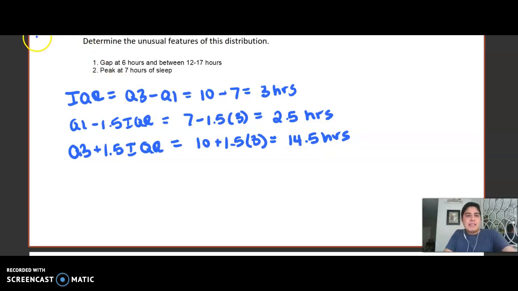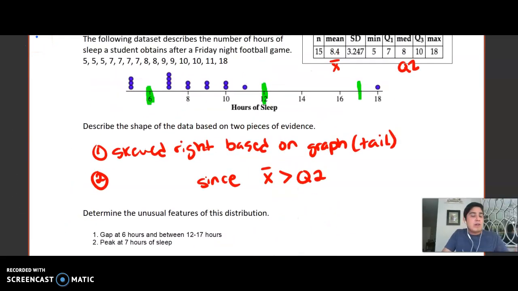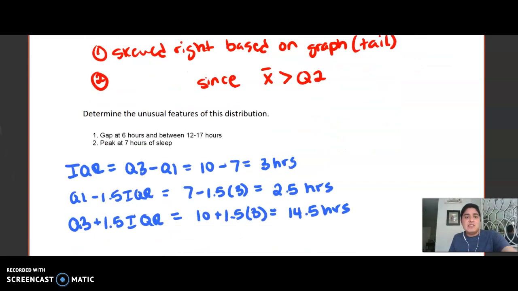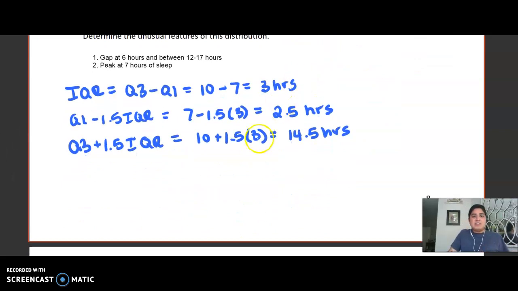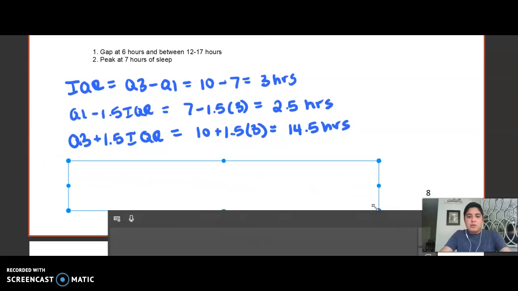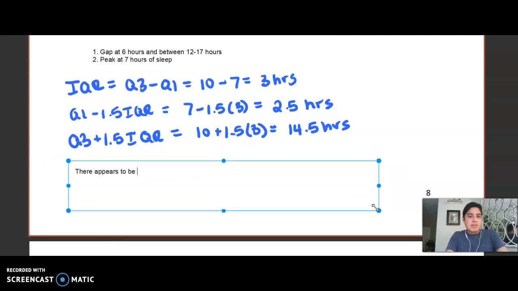So looking at my data set here, I look, well, no observations less than 2.5, so I don't have any lower outliers. But I do have one observation above 14.5, and that's going to be there at 18. So I need to answer and describe some context here. So this is what we are going to say. There appears to be an upper outlier at 18 hours since this value is greater than 14.5 hours, the upper fence.